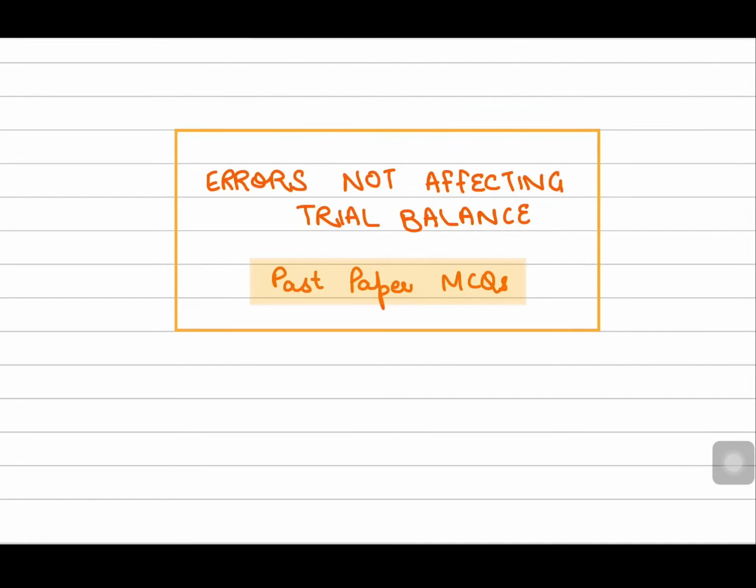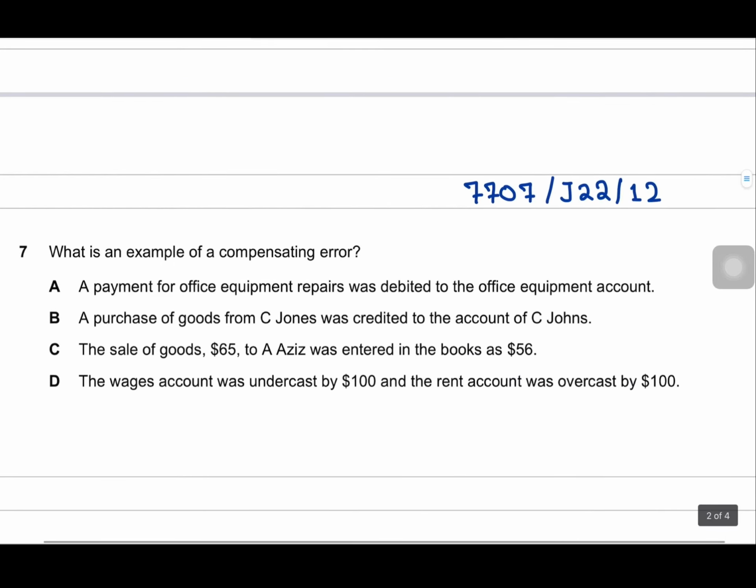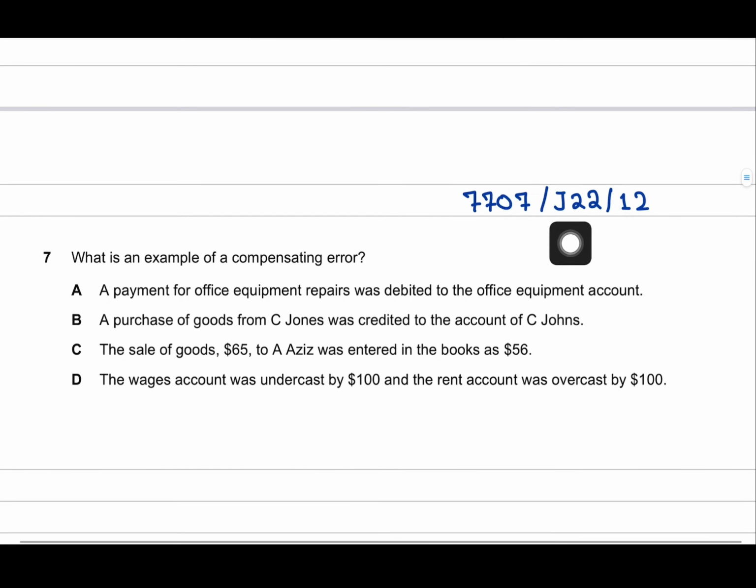Hey everyone, welcome back. So after learning about all the errors that do not affect the balancing of trial balance, let's practice a few questions from the past papers, mainly paper 1, that is MCQs, so that you get an idea of how this topic is tested in paper 1. Right? So let's begin. The first question that we will be doing is from June 22, variant 12.